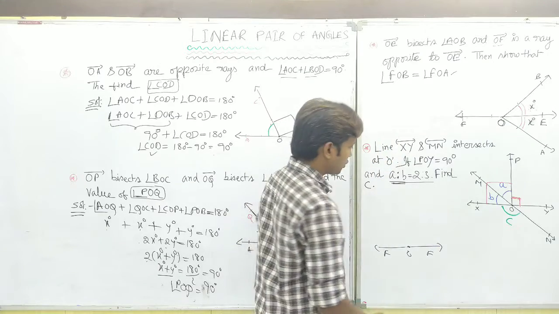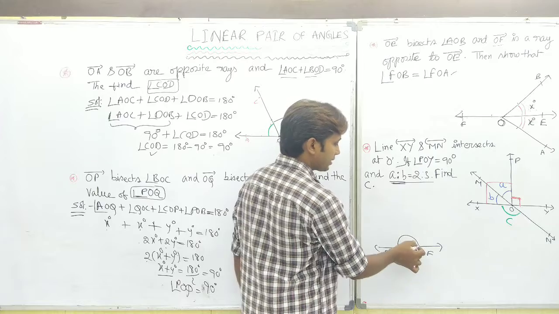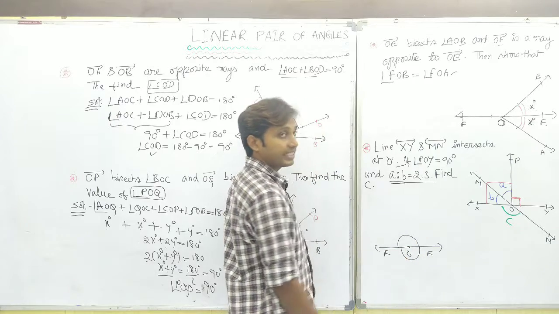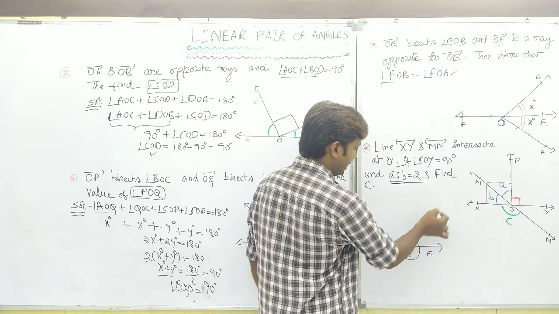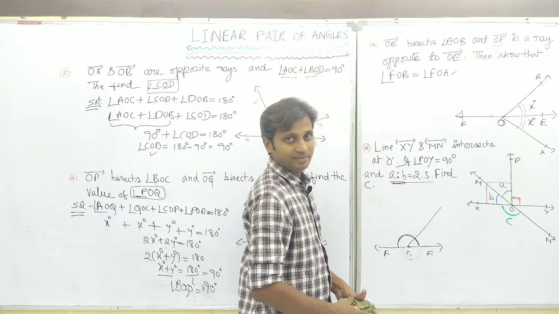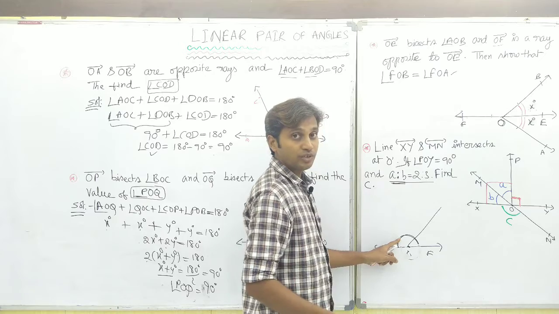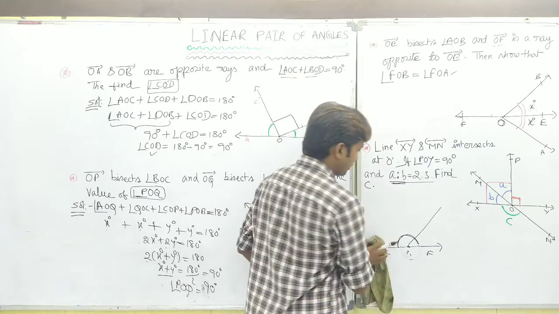Single straight line. So now tell me, this entire angle would be 180 degrees or not? This is split into two. That means the sum of these two would be a linear pair, because these two are adjacent and also supplementary. So is it a linear pair or not? So it's a linear pair.